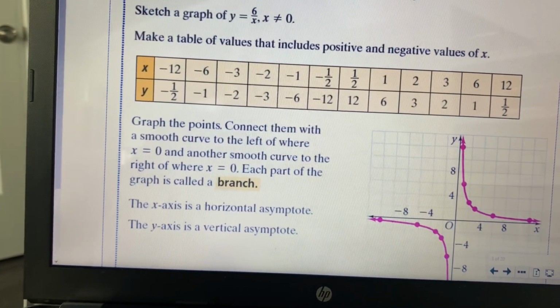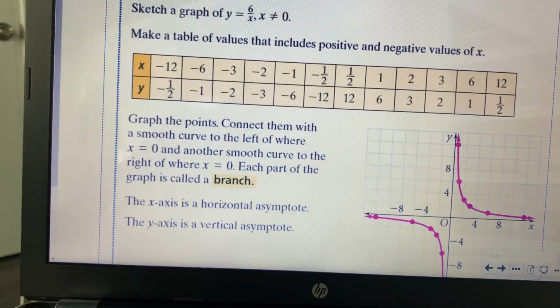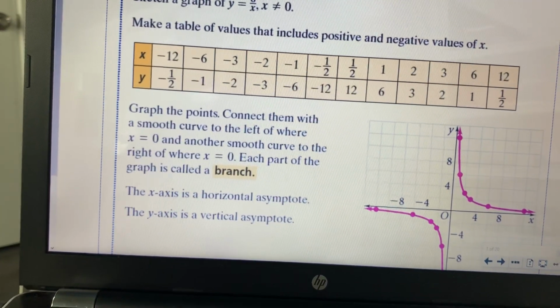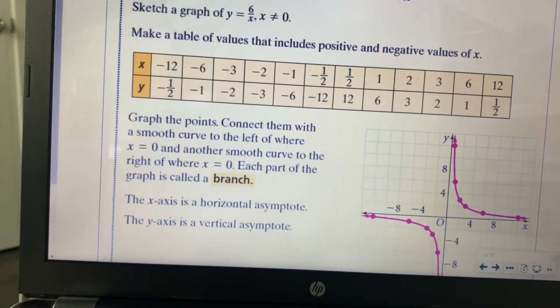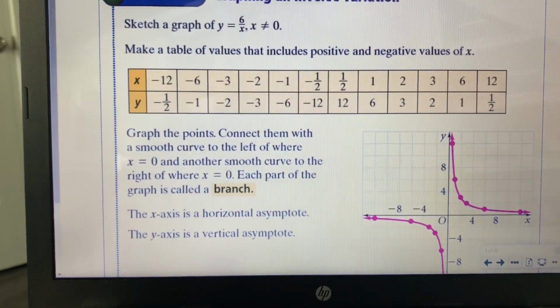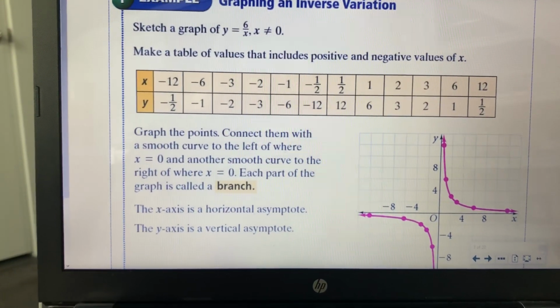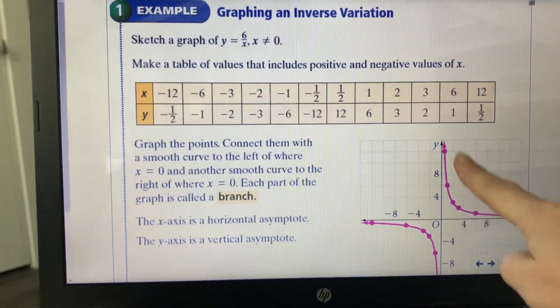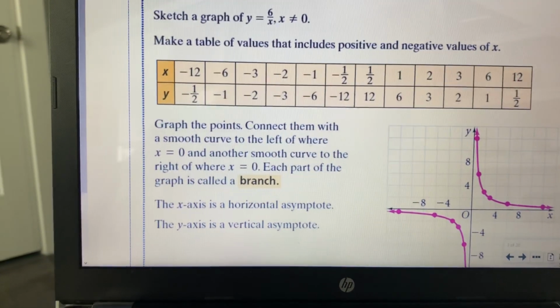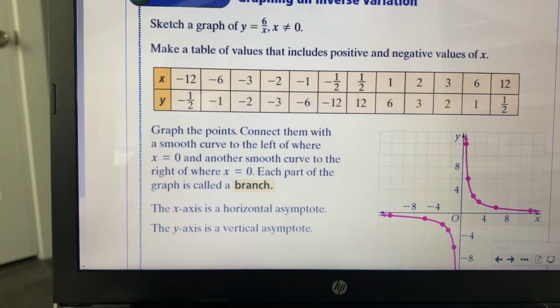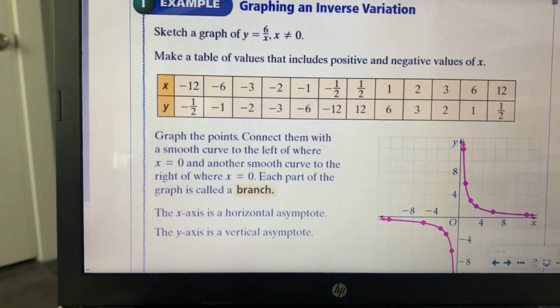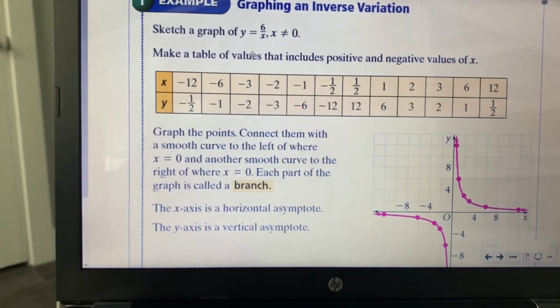The x-axis is a horizontal asymptote. Remember that an asymptote is a line that your graph approaches but does not cross. So the x-axis is a horizontal line that the graphs approach but don't cross. And also the y-axis is another, vertical asymptote, which is a vertical line that your graphs approach but do not cross.